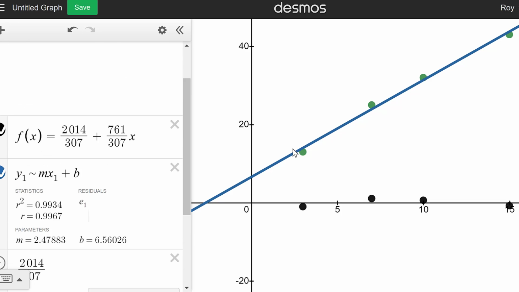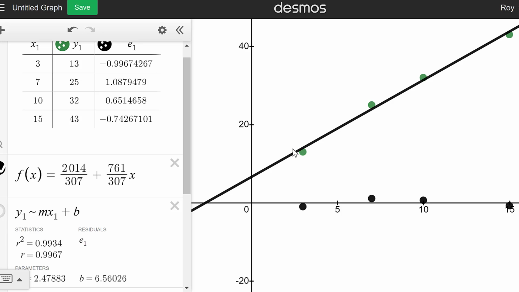One final thing I want to say, that black line is the line that we graphed. That blue line is the regression curve that Desmos graphed. Notice they are the same line because we are awesome.